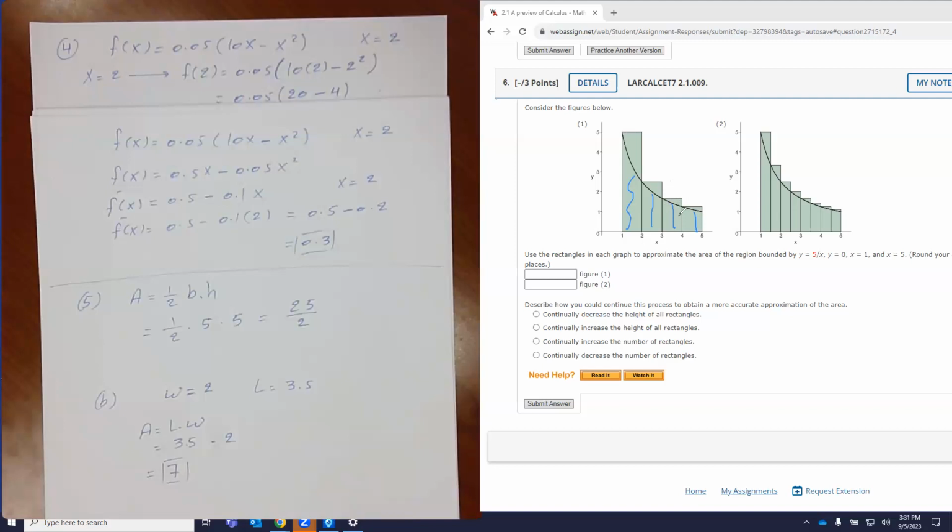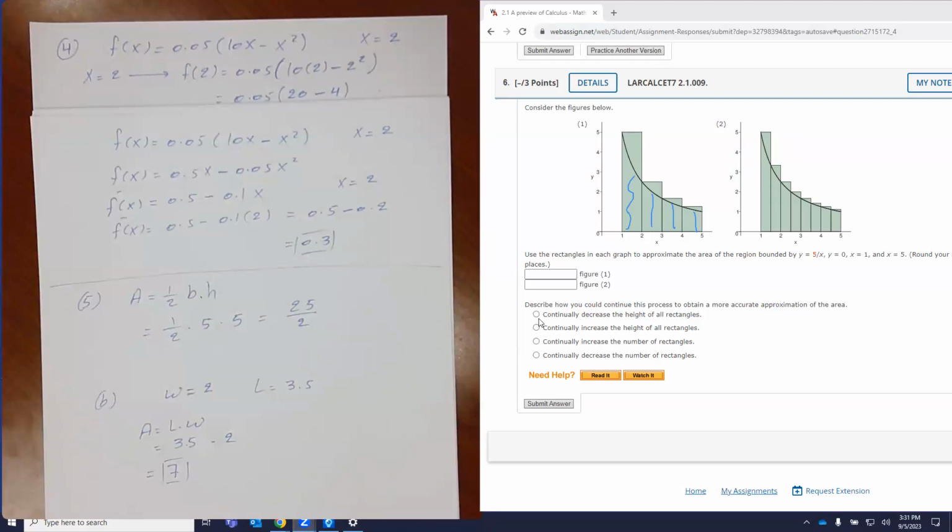rectangles here: 1, 2, 3, 4. Because here we're going to find an approximate solution. We're not going to find the exact area. And in the other, they divided the same graph into 1, 2, 3, 4, 5, 6, 7, 8 rectangles. So let's check how we're going to find the solution for these two, and then we're going to choose one of these questions.